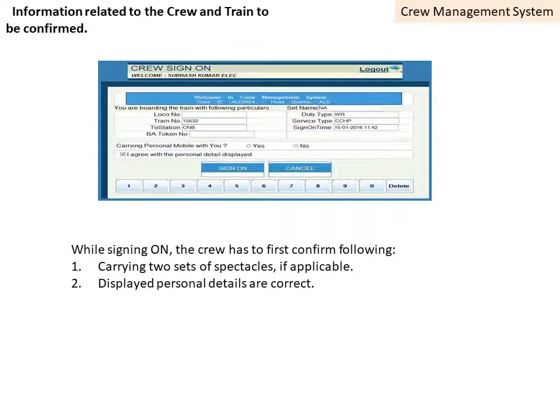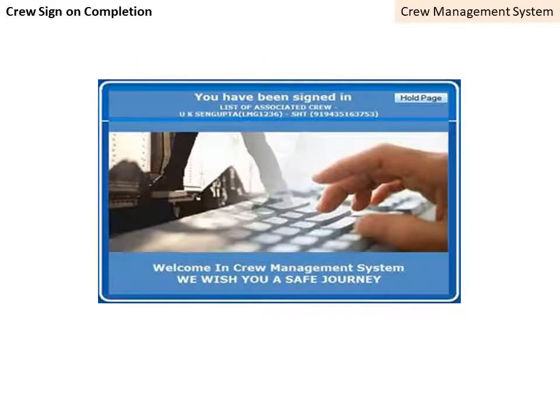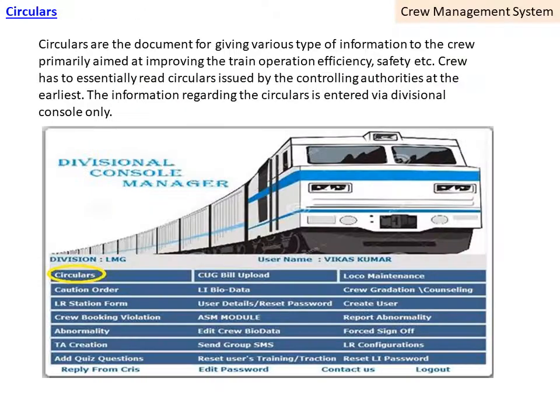After that, loco signing on, loco number, breath analyzer number, and the time information are there, along with whether the crew is carrying any personal spectacles, as previously shown. The crew signing on screen will be shown like this. After signing on, it shows that signing on was successfully completed.